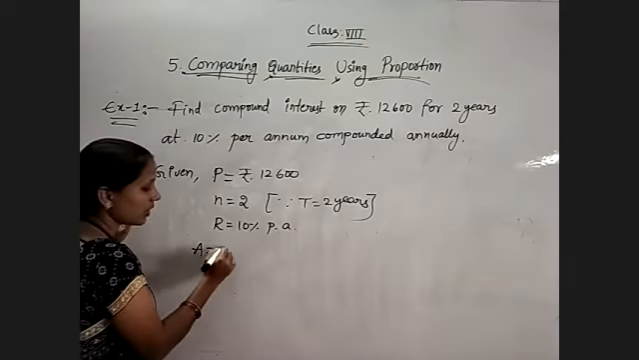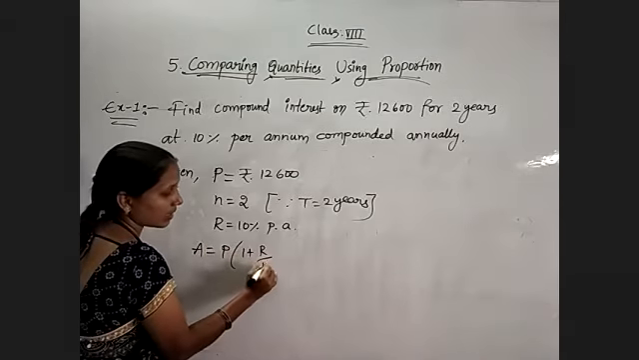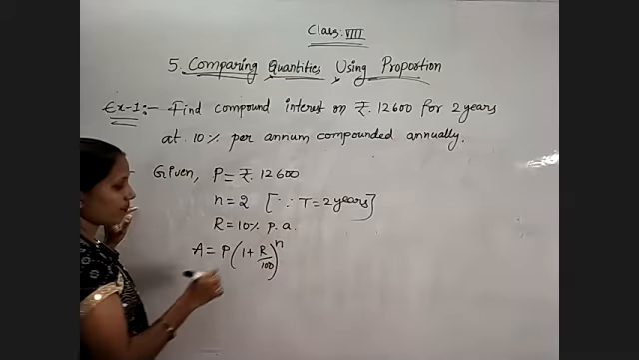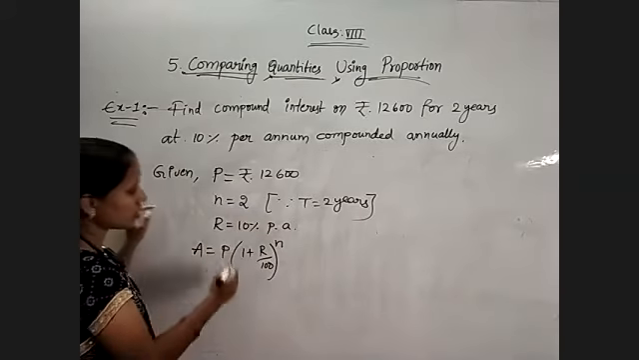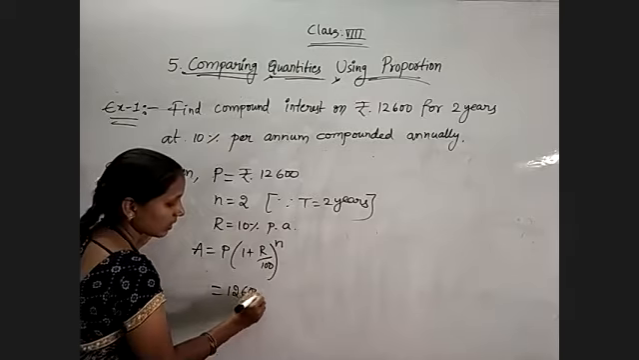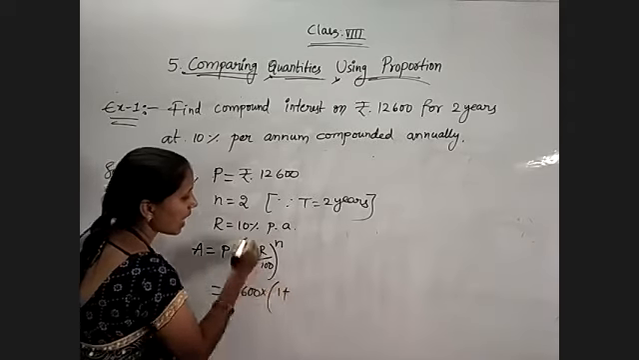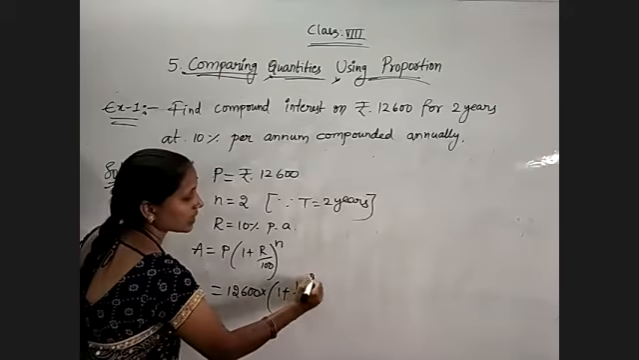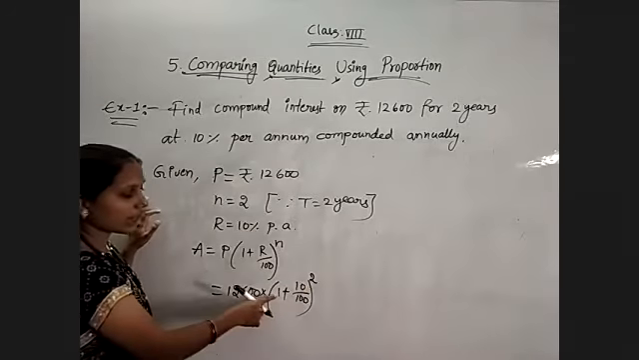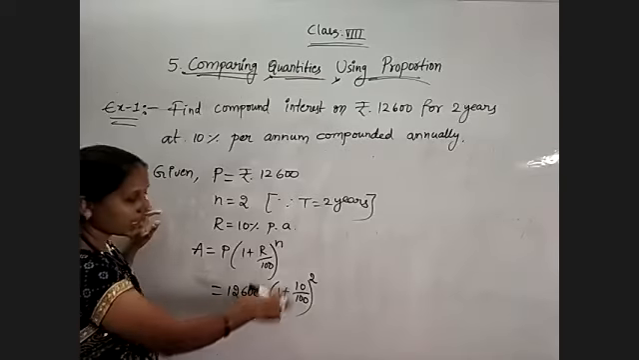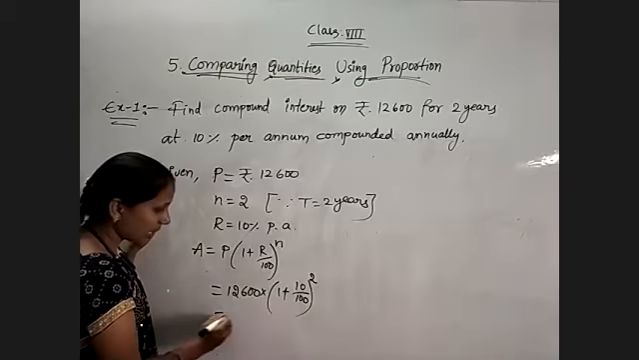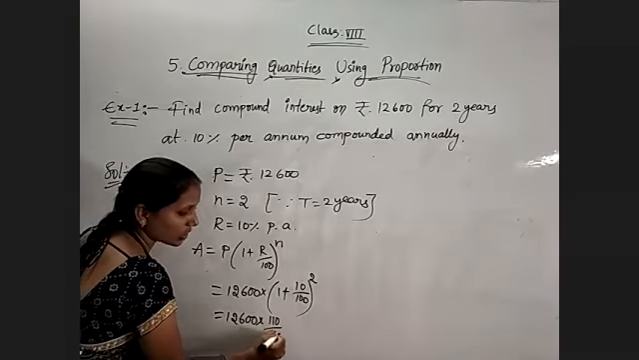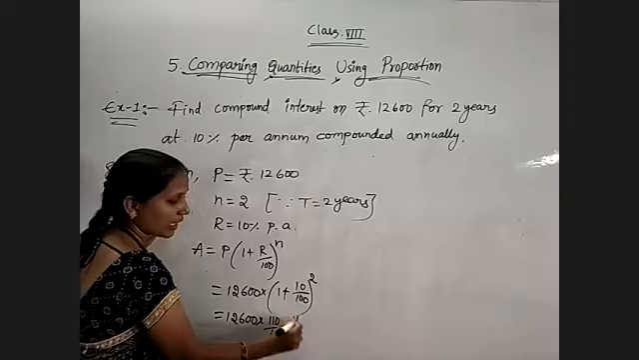Amount is equal to P into 1 plus R by 100 whole to the power of n. Which will be equal to P value 12,600 into 1 plus R value 10% for 1 year, whole to the power of n equal to 2. 100 ones are 100, 100 plus 10 is 110. 110 by 100 we will get directly. So I am writing directly 12,600 into 110 by 100 whole square, 2 times. So 110 by 100.